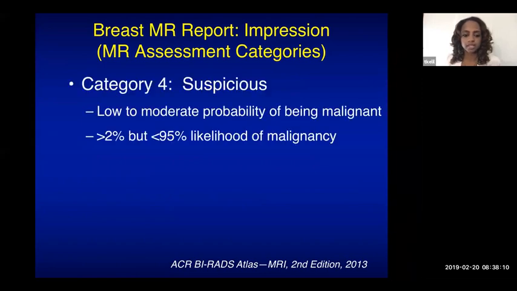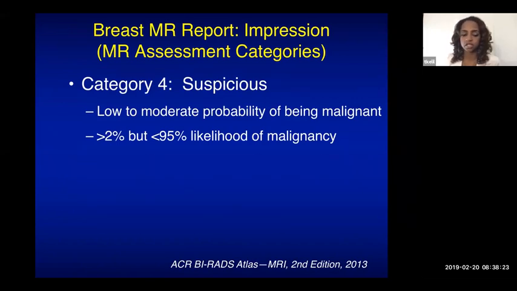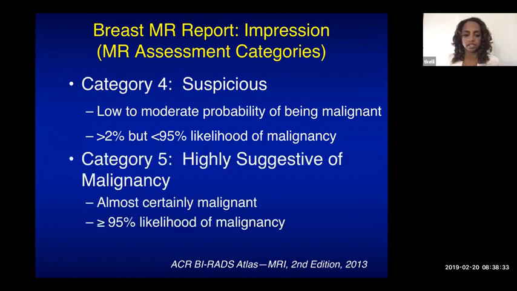Category 4 is suspicious finding. There's a low to moderate probability of being malignant. So there's a greater than 2%, but less than 95% likelihood of malignancy. And for this, the recommendation is tissue sampling. So you want to biopsy, if there's a sonographic correlate, you want to biopsy it under ultrasound. And if not, you want to biopsy the finding under MRI guidance.